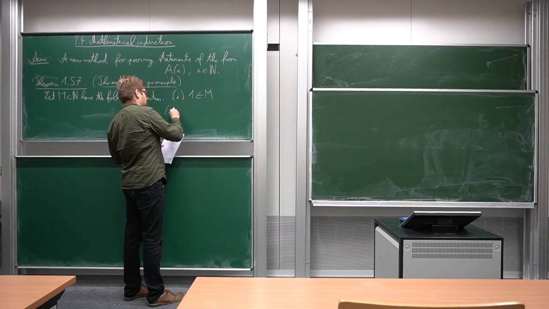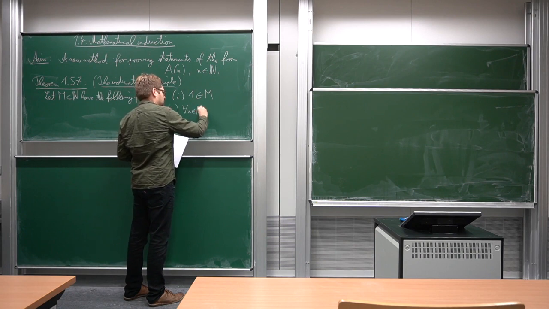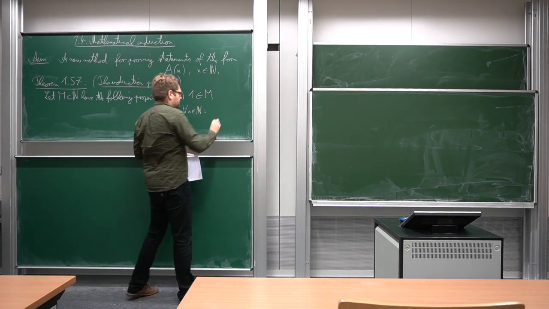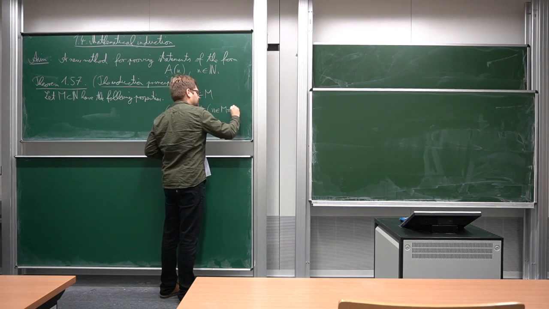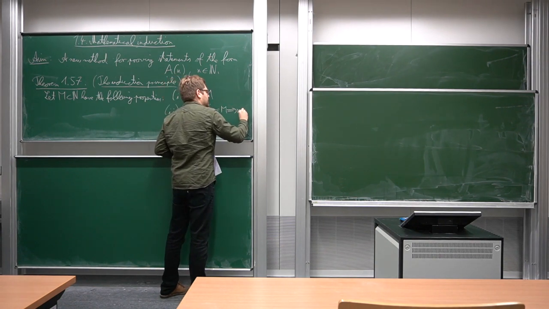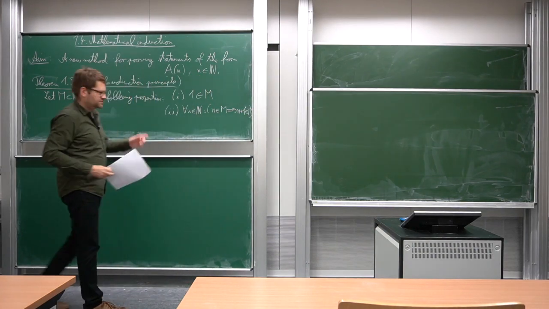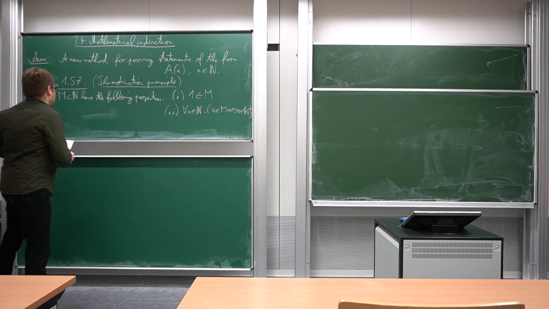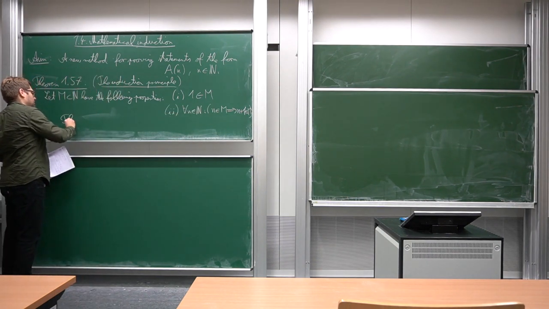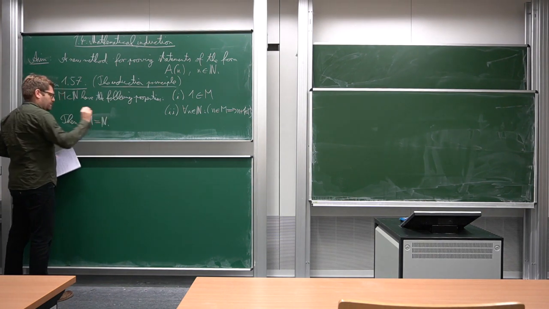Second, for all n in N, we know that if n is an element of M, then n plus 1 is an element of M. Oops, sorry, I hope it's still readable. So it follows that if n is in there, then n plus 1 is in there. Then it follows that M is already equal to N.